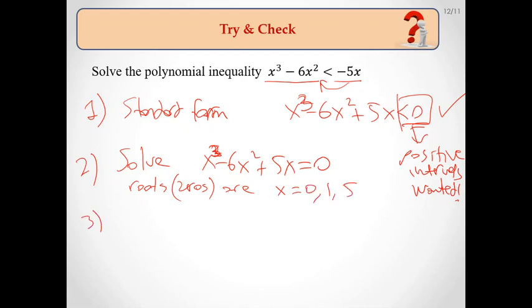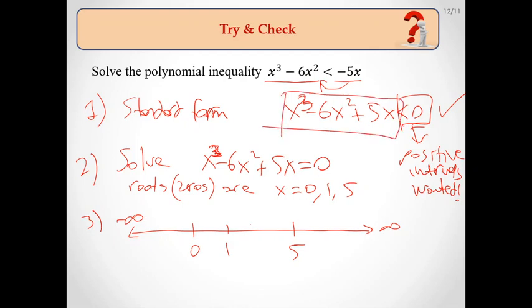Now the third thing is I will do the sign chart. Okay, put 0, put 1, and put 5 here. It's plus infinity and minus infinity. And take values and plug them in here. Take x equal to minus 1, that should be better because it's easy. Okay, put it in here.